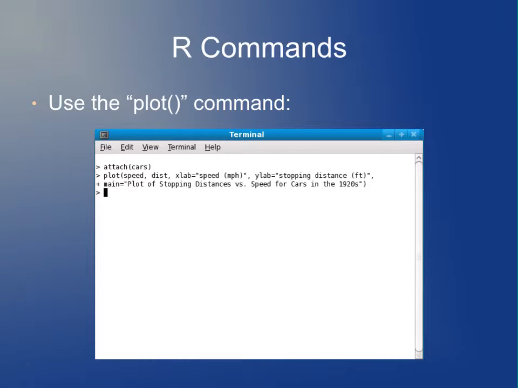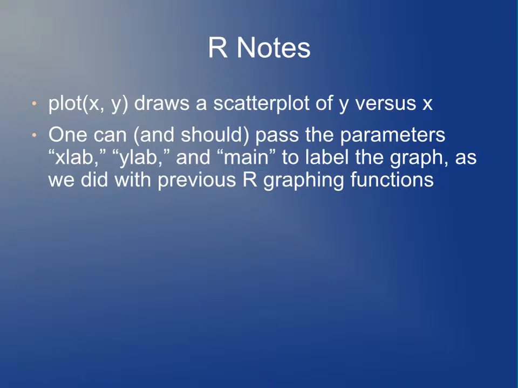Like I said, this data set's built into R if you want to try this example yourself. This data frame in R called cars has two columns, one called speed and one called distance. So I attach the cars data frame so that I can reference the columns one by one and then say plot, speed, comma, distance, and then add labels for the graph. In general, in R, if you say plot x comma y, it'll draw a scatter plot of y versus x.